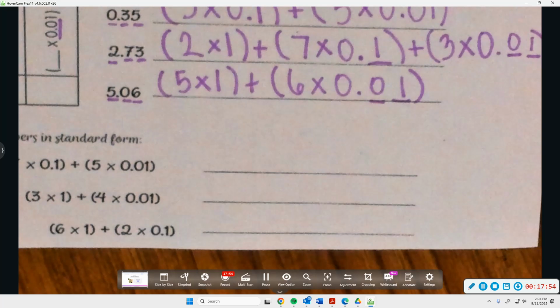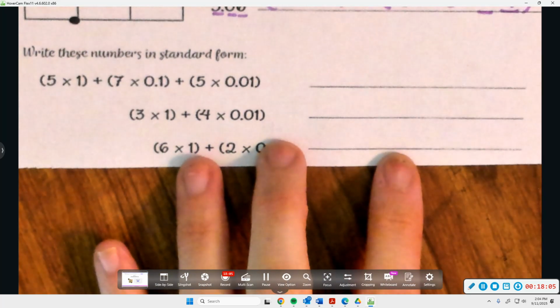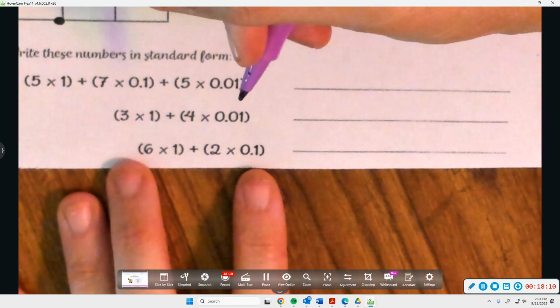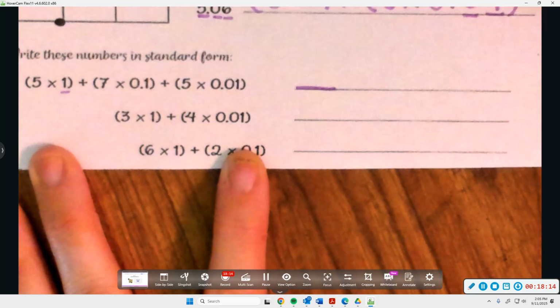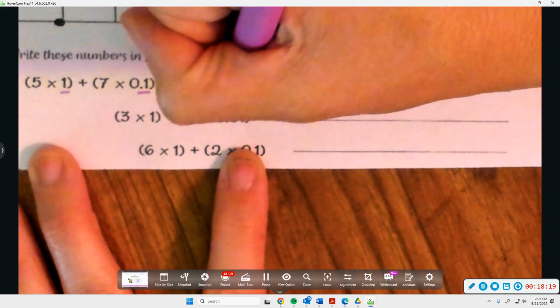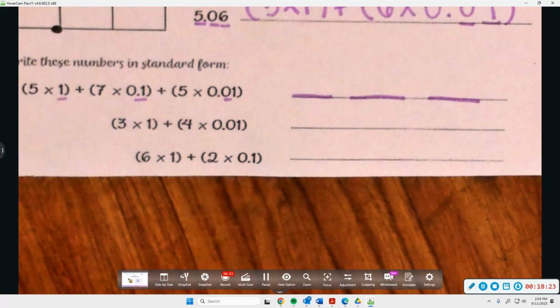All right, we're going to do only 2 at the bottom. We're going to take that expanded notation and put it into standard form, and then we're going to do some independent practice, okay? All right, so let's look at this one. The first thing I'm going to do, just like I always do, is my placeholders. I can see that there's a 1's place. I see that there's a 10ths place. And I see that there's a 100ths place. Yours should look like mine.